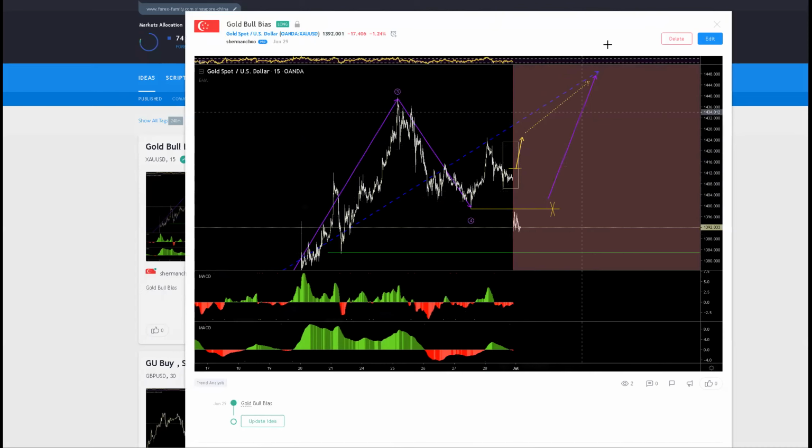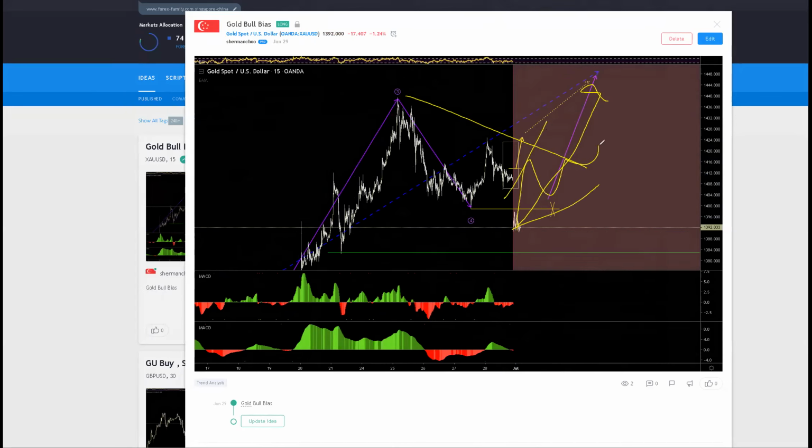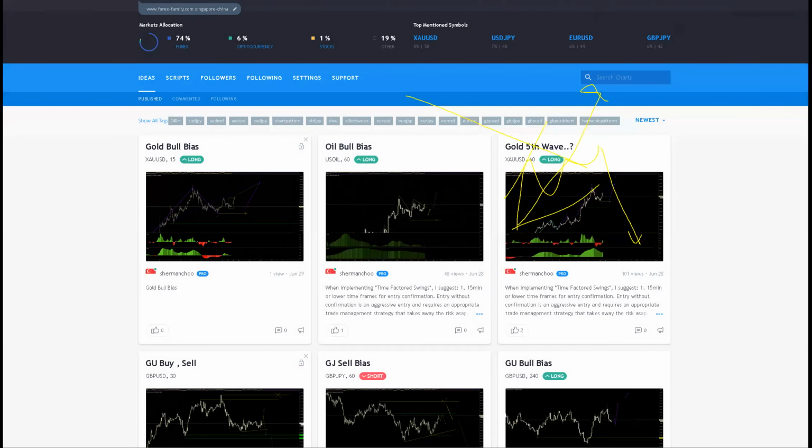Can this structure still come this way and still push up? It can still do that, right? But what if it does something like this, takes a long time? Well, that means you're looking for the downside, right? So right now, gold, I still have bull bias. I'm not in this trade yet. Okay, so let's hope it goes up.